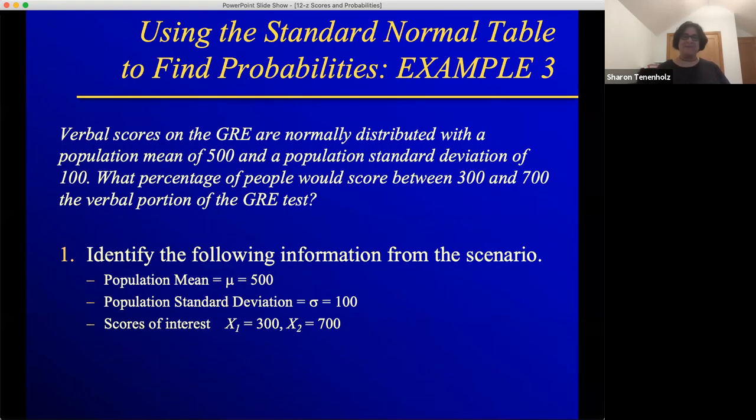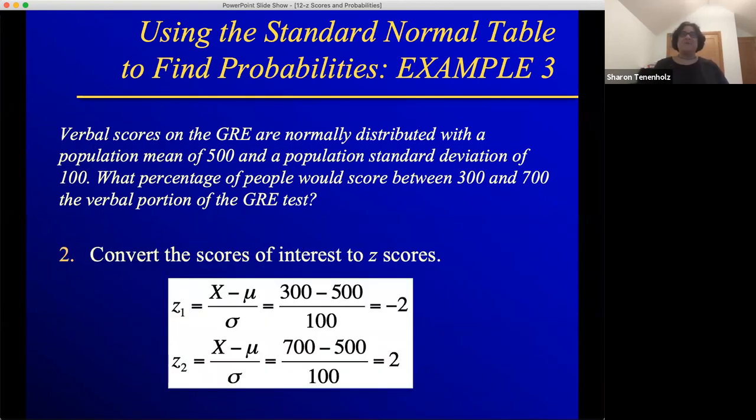Okay, what do we have? May I have a volunteer to tell us the two Z-scores? 2 and -2. Good, 2 and -2, thank you. So when we convert the scores of interest to Z-scores, for Z1, we had 300 minus 500 divided by 100, so -2. For Z2, we would have 700 minus 500 divided by 100, +2.